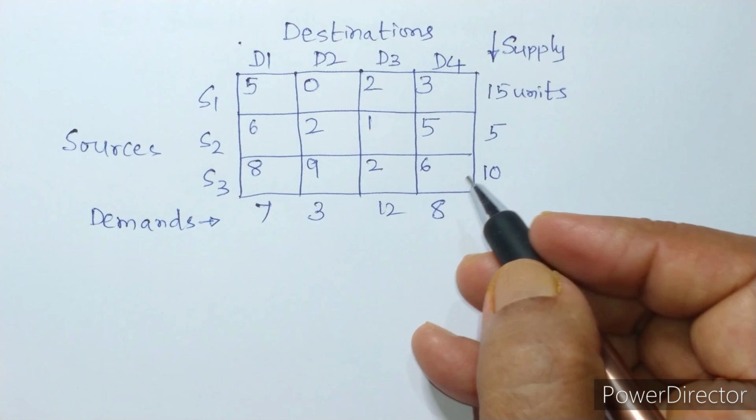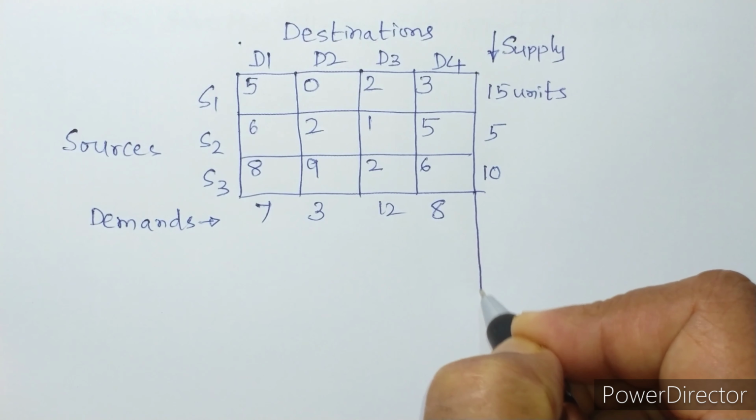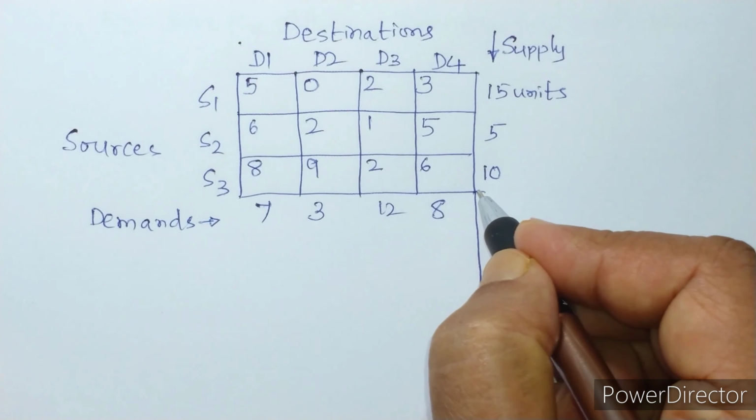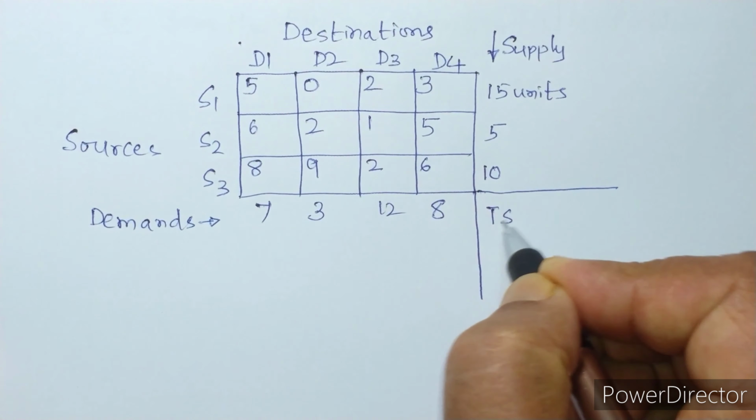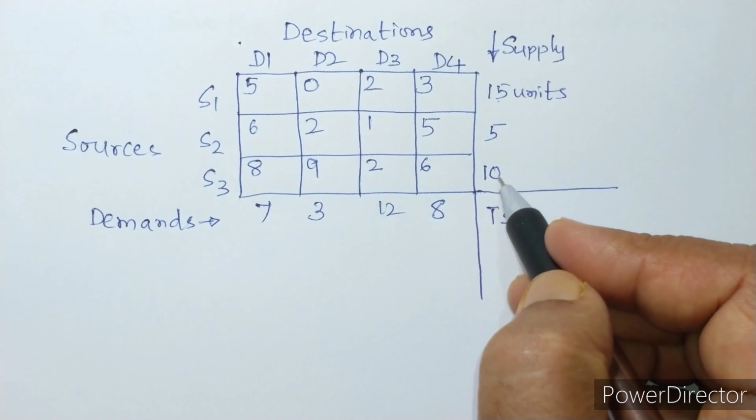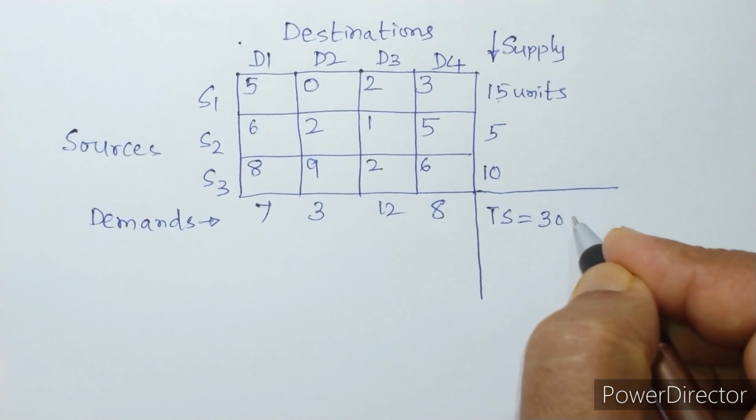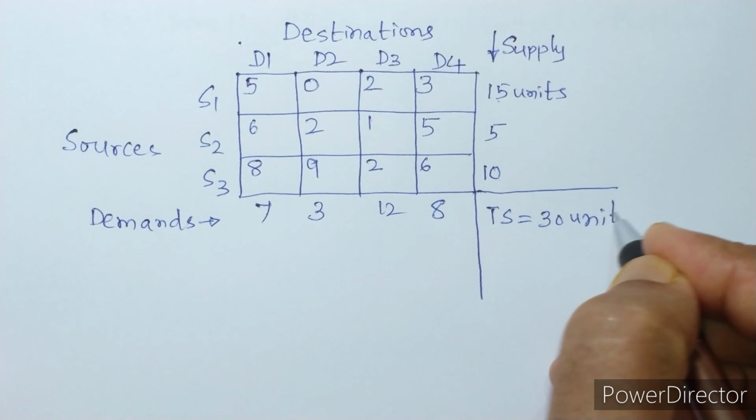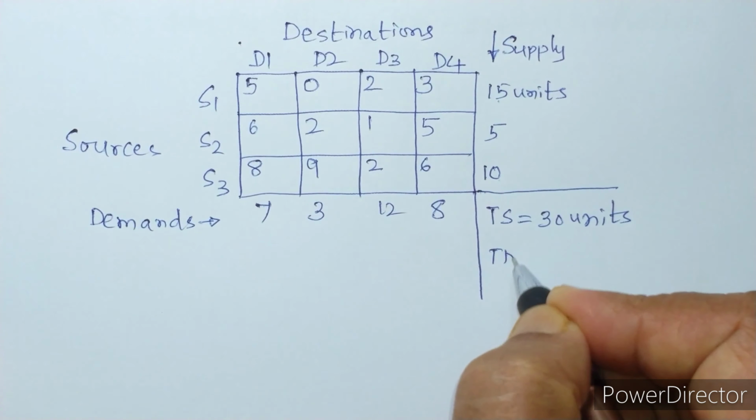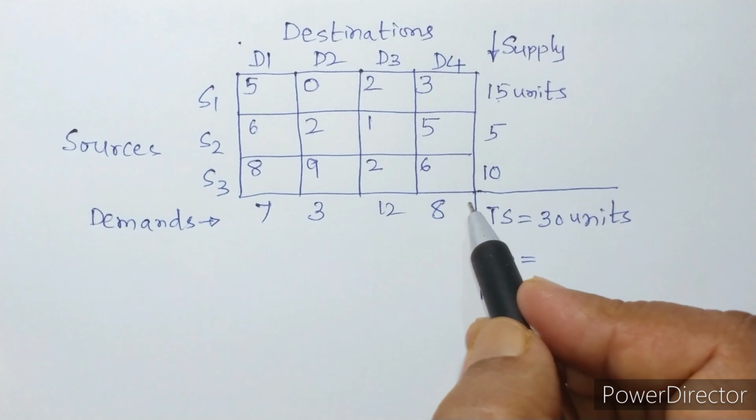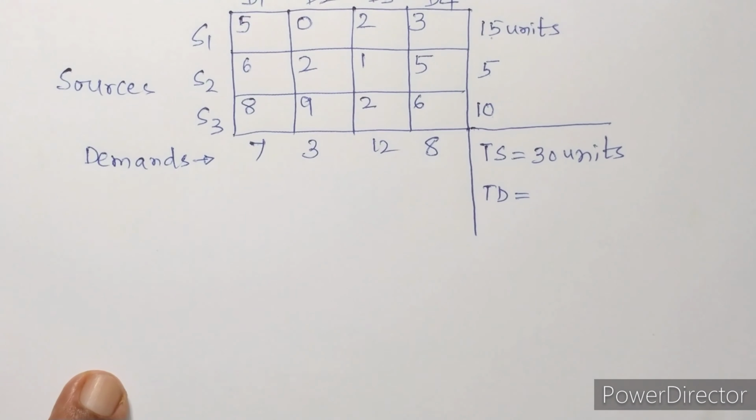To solve this problem, to get the starting solution or the basic feasible solution, first you have to check for the balance of the problem. To check for the balance, we take the total supply from all the sources. 15 plus 5 plus 10 is 30 units. 30 units of total supply we have. And TD, the total demand from all the 4 dealers of the company, that is 7 plus 3 plus 12 plus 8, it is also 30 units.